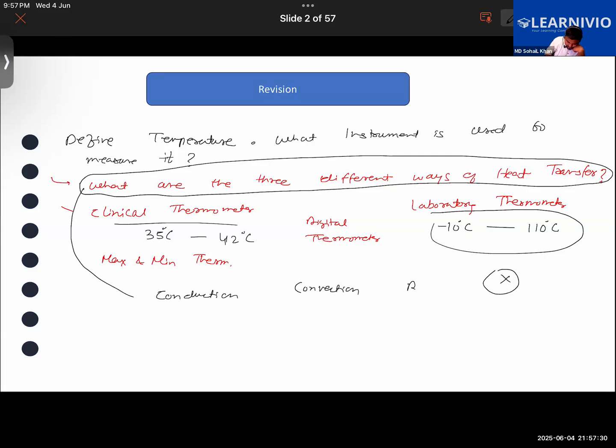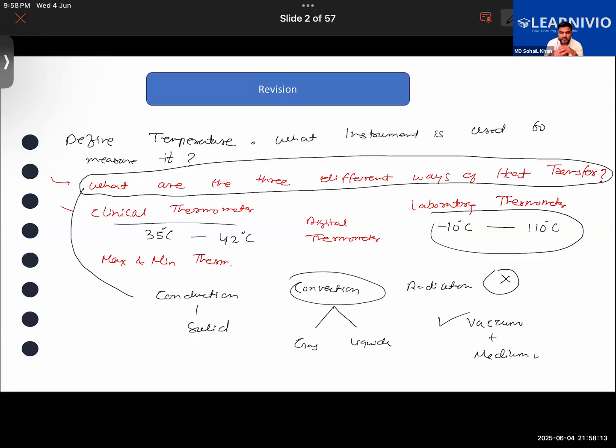Okay, which one of them occurs in solid? Conduction, good. Which one of them can occur without a medium? Which one of them does not require a medium? Radiation, indeed. Radiation can occur in vacuum and in medium also, okay? Convection occurs in gas and liquids, no? Gas and liquid. Okay. So tell me, water gets boiled via conduction, convection, or radiation? Convection. Very good, very good.